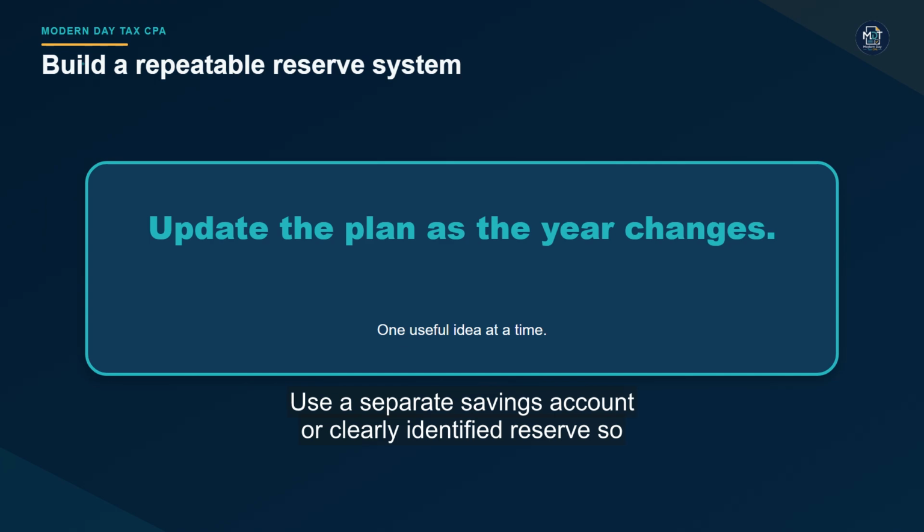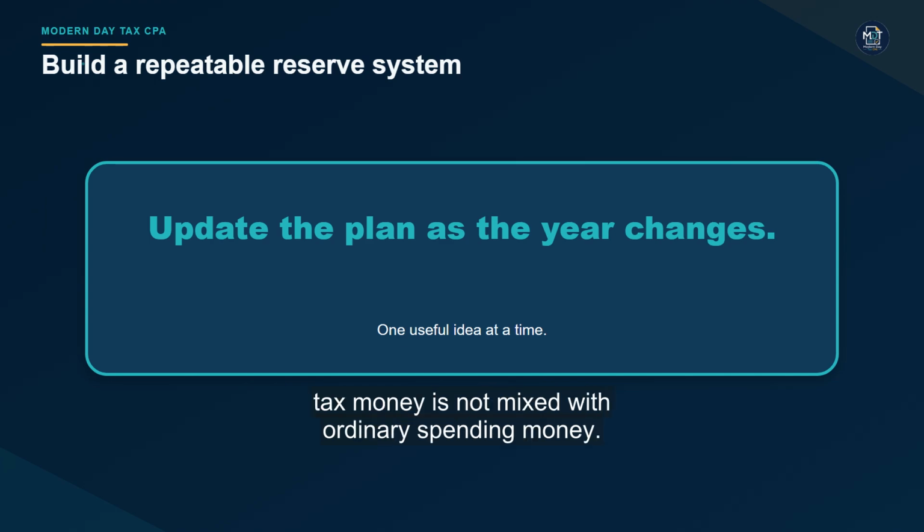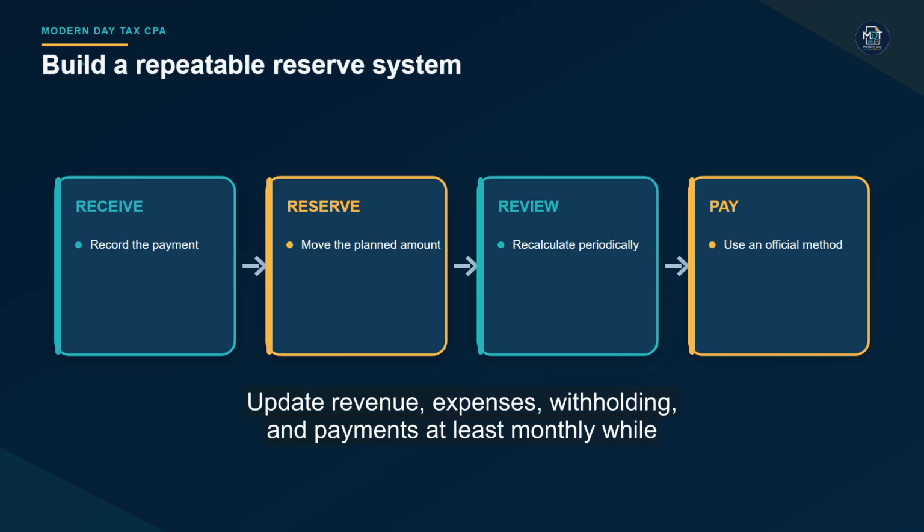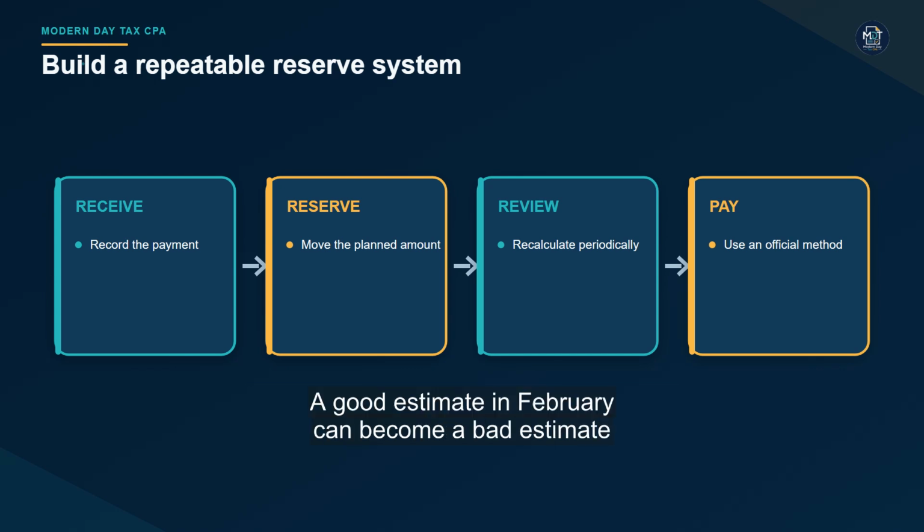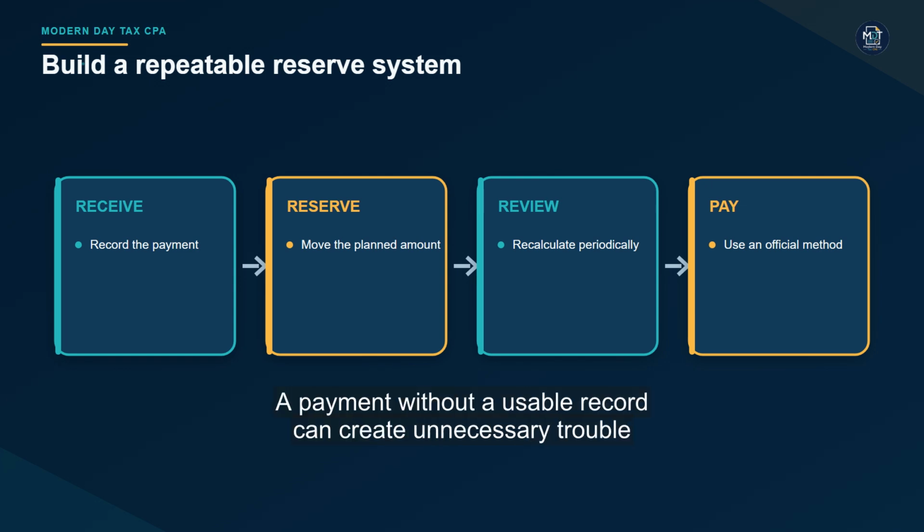You can use a separate savings account or a clearly identified reserve so tax money is not mixed with ordinary spending money. A percentage can be used as a temporary cash buffer when income arrives, but it should be tested against an actual projection. The percentage is a holding rule, not the tax calculation. Update your revenue, expenses, withholding, and payments at least monthly while the business is changing. A good estimate in February can become a bad estimate by August. Save confirmation for every federal and state payment. A payment without a usable record can create unnecessary trouble later.